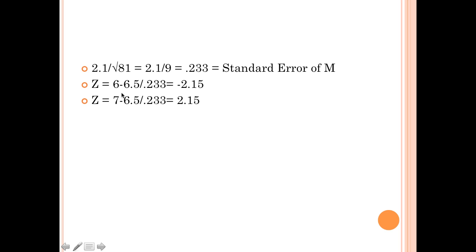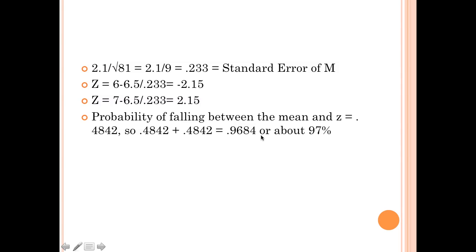Then you calculate the z-score for 7 pairs of shoes. And that gives you a positive 2.15. And then the probability of falling between the mean and z equals 0.4842. So 0.4842 plus 0.4842 equals 0.9684, or about 97% of the population would buy between 6 and 7 shoes.